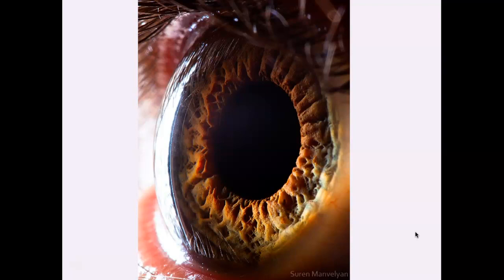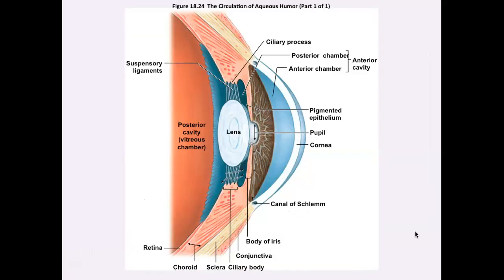We're going to take a look now at the cavities and chambers of the eye. So I think I have another image here. Yes. This is a little bit of a blown up image of the anterior eye. Let's talk about the anterior cavity first. The anterior cavity is everything in front of the lens.